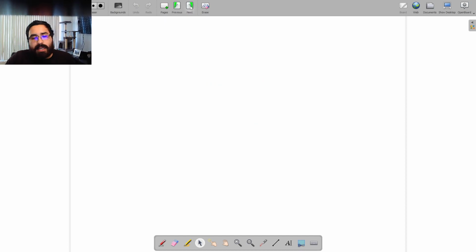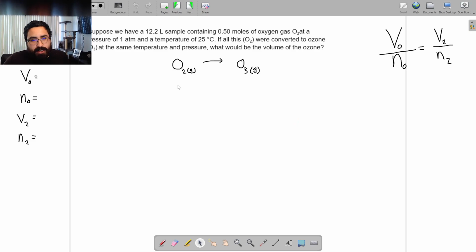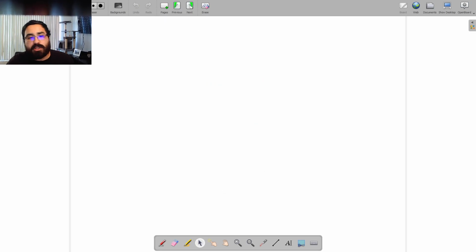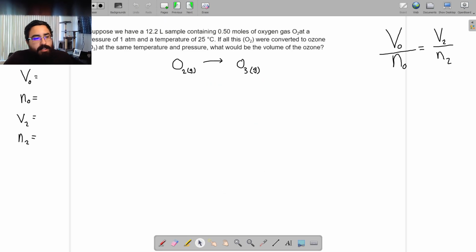All right, but let's do some actual practice problems right now. Keep in mind that this equation holds true when pressure is constant and temperature is constant. So pressure and temperature must stay the same in order for this relationship to work. All right, so let's take a look at it.